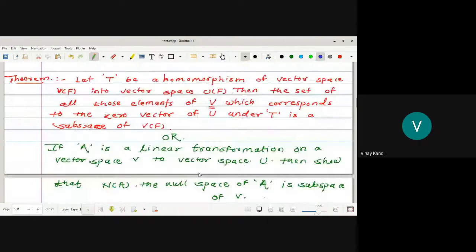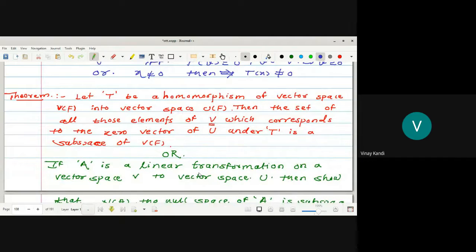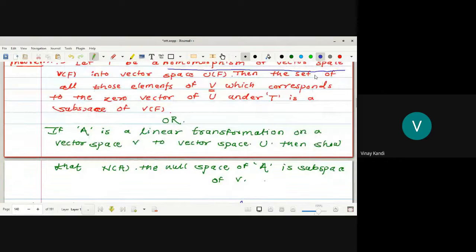Okay, what is the theorem? If T is a homomorphism of vector spaces, which is nothing but a linear transformation, another word for linear transformation is vector space homomorphism, from V over F into a vector space U over F, then the set of those elements of V which correspond to the zero vector of U under the mapping T is a subspace of V over F. This statement can be asked in other words: if A is a linear transformation from a vector space V to a vector space U, then show that N of A, the null space, is a subspace of V over F. Any doubt in this theorem?